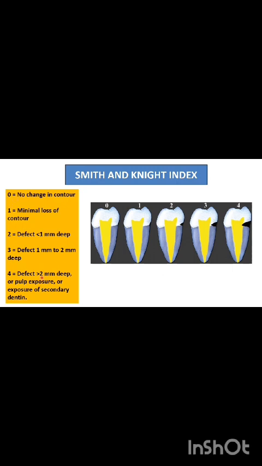As seen in the first picture, there is no change in the contour, and score 1 is minimal loss of the contour at the cemento-enamel junction, and score 2 is the defect where the depth of the lesion is 0.1 mm, and 3 is the lesion of depth 1 to 2 mm, and score 4 is given for the defect where the depth of the lesion is greater than 2 mm, or pulpal exposure or exposure of the secondary dentin is seen.